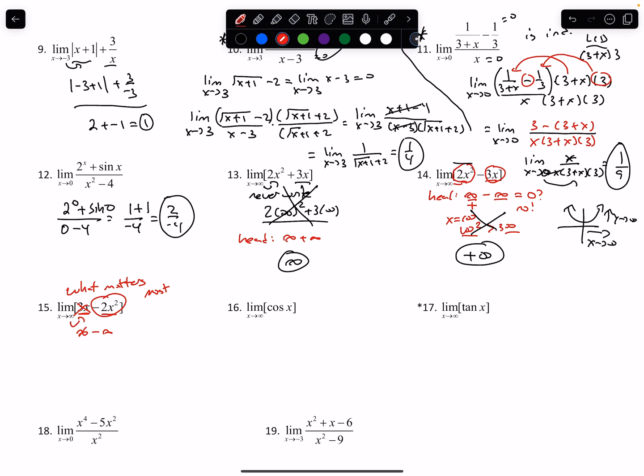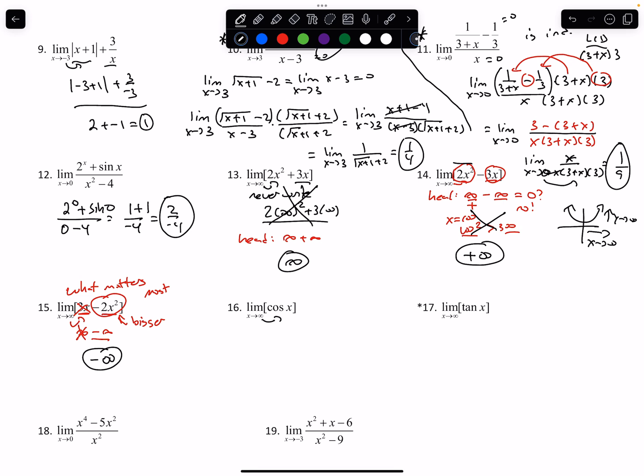So I don't have to worry about that little infinity part right there, because it doesn't matter as much as the 2x squared, because this is so much bigger. That's what we're looking at. What matters most? What's going to make it grow the fastest? And what am I left with there? Minus infinity. We get negative infinity. When we get to solving limits of infinities, we're going to talk a lot more about that as well.